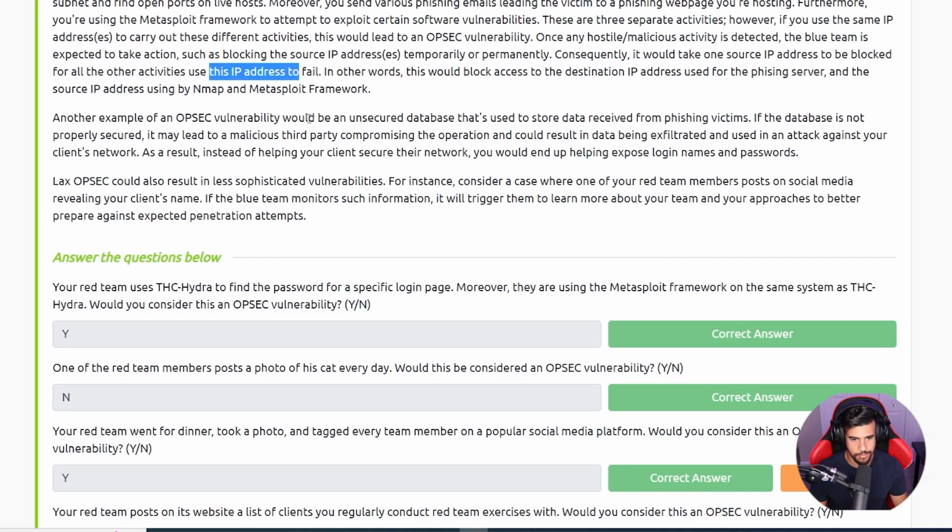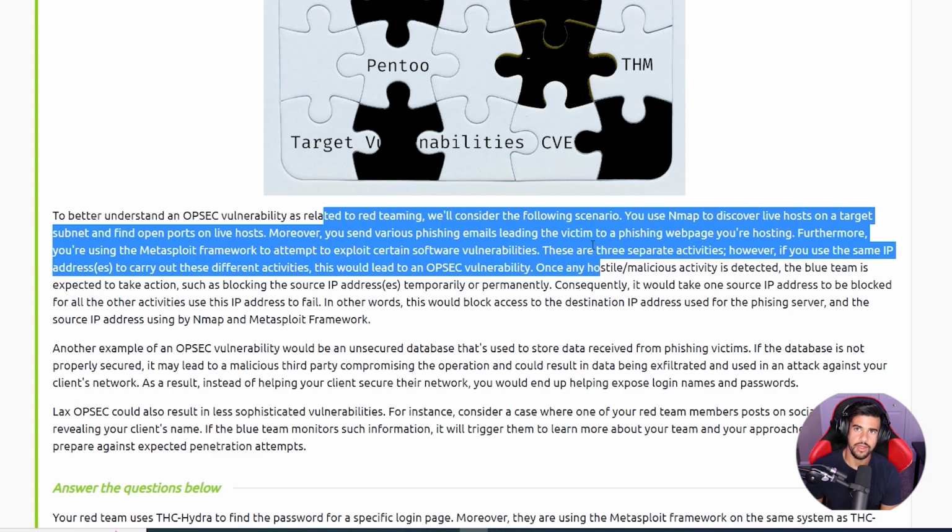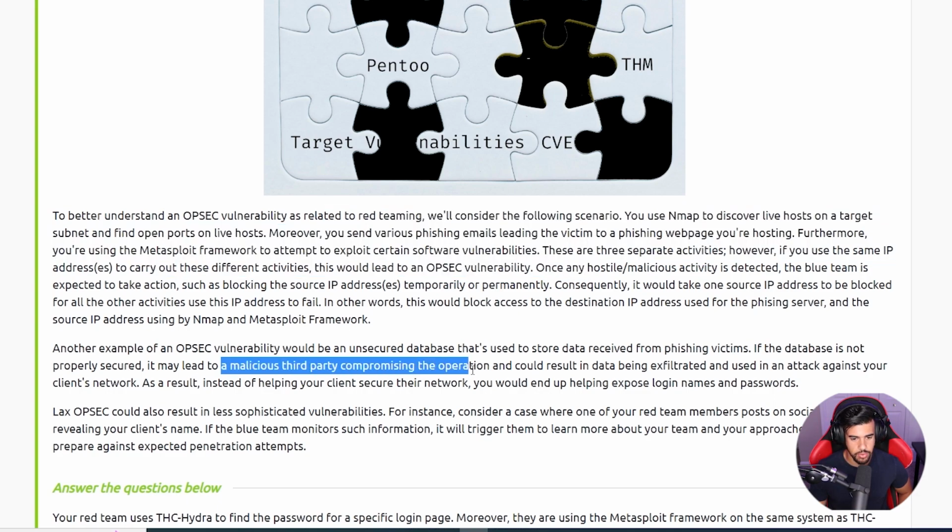They give another example: if you're using an unsecured database to store the data that you've received from the phishing victims, then, since it's not properly secured, a malicious third-party adversary could compromise it, exfiltrate that data, and then use it against you on your client's network. So in the first case, the vulnerability is being opened up to be exploited by the blue team adversary. In this example, you're opening up this vulnerability to those third-party actors.